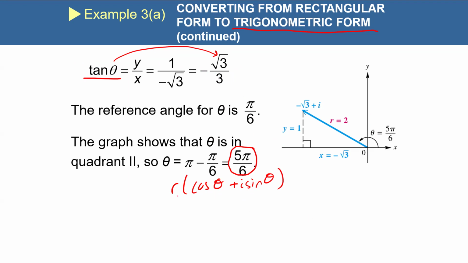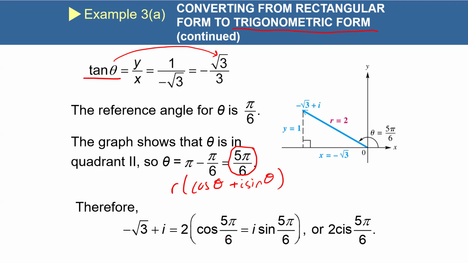Okay. So now I'm going to plug in everything that we have. What is our r? 2. What is our theta? 5 pi over 6, right? So I plug that in and then I simplify. And this is what it means when it says you can write it as a shorthand response. So we went from rectangular to trig.